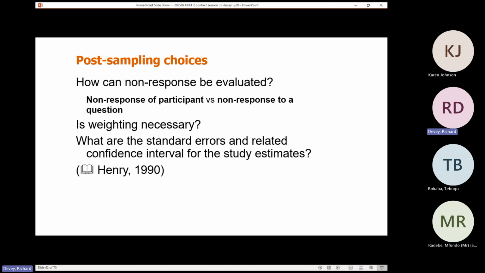Okay. Then coming back to the Henry chapter, the questions that Henry asked. These are post-sampling questions. So one question is, how can non-response be evaluated? Is weighting necessary? And what are the standard errors and related confidence intervals for the study estimates? So starting with the last one, that's asking what kind of variability is there in the measurement that we've obtained? Are the confidence intervals wide? Is the standard error high?